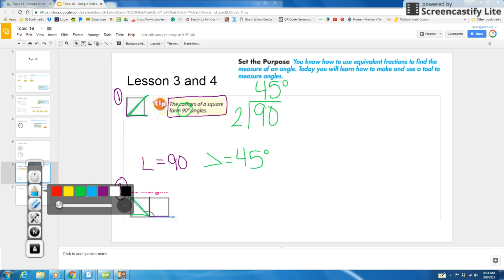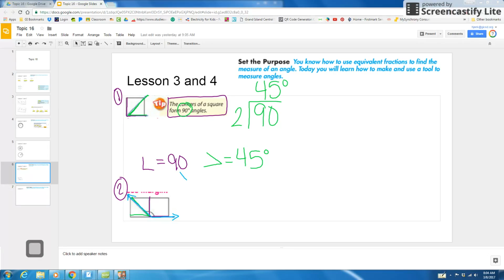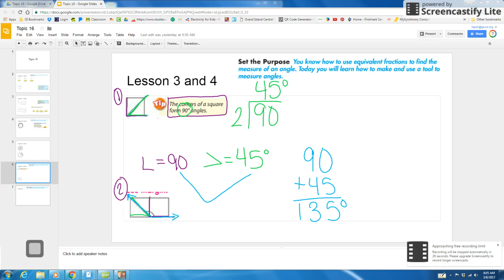I'm going to switch to my blue now, okay, and they want to know this whole angle. So if I take my 90, which I know is part of the angle, and my 45, which is part of the angle, we could add these two, and I would get 135 degrees. So now I didn't need to divide or multiply or subtract. I just took my knowledge of, I know that this angle here is 90, this angle here is 45, put them together, and you can get 135.